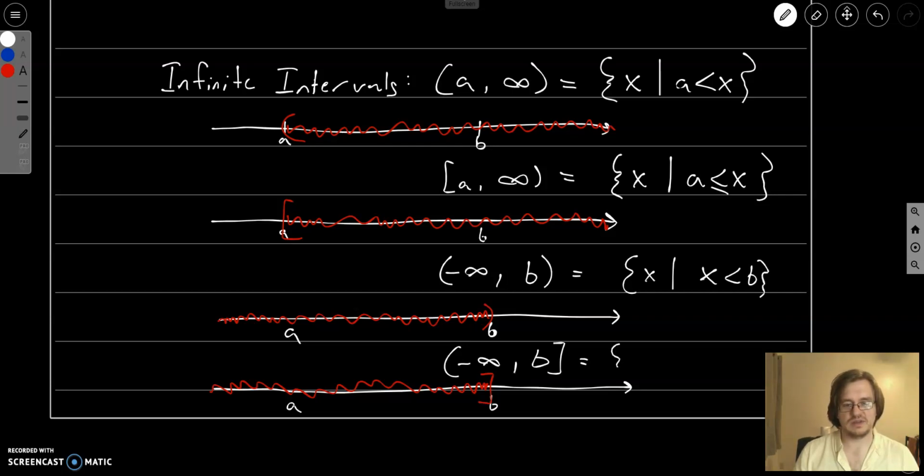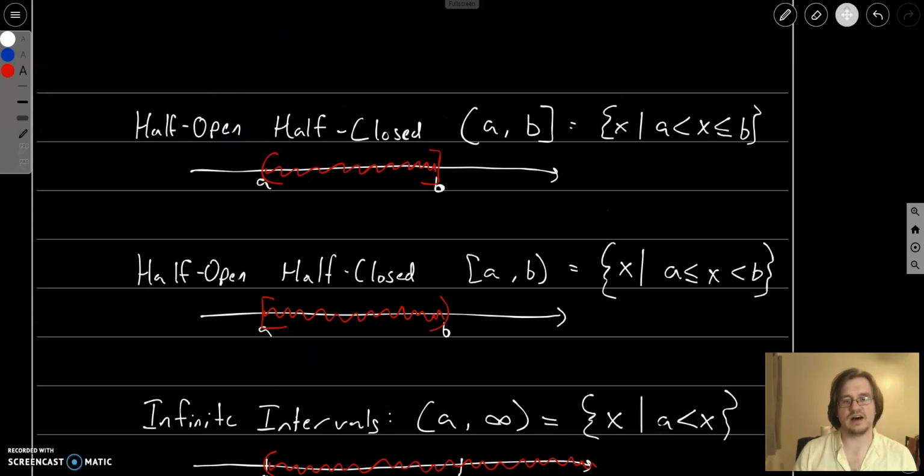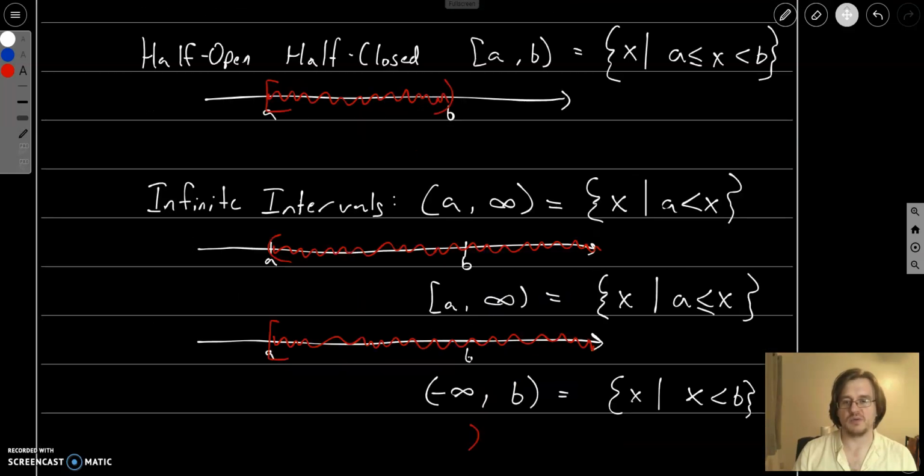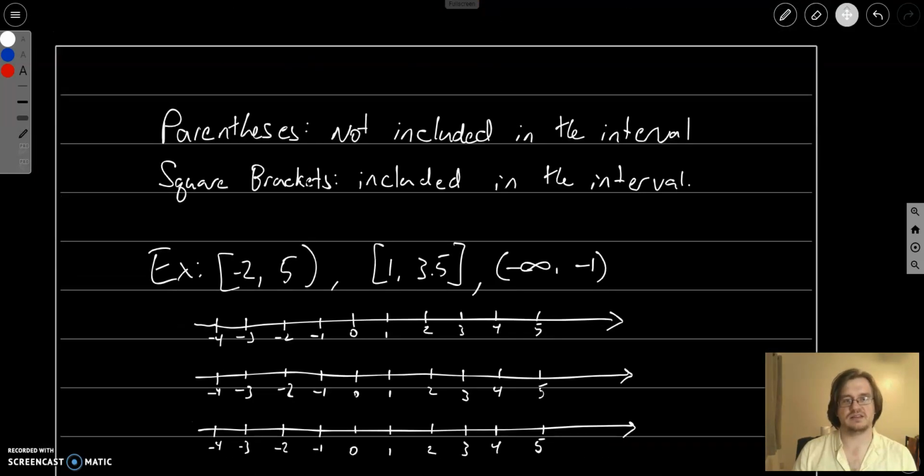Here, this will be the set of all x that are less than b, or it could be equal to b, because we want to include this in the set. So this is the notation for intervals. Hopefully this is fairly clear, but we can do a couple more examples as well. And again, the one thing to remember: parentheses do not include the endpoints, but square brackets do include them.